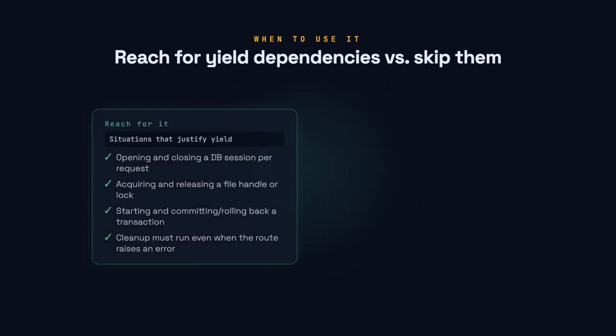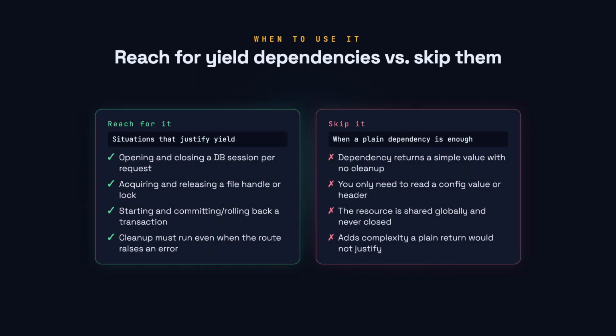Use yield dependencies whenever your code needs to release something after the route finishes: database sessions, file handles, transaction contexts. The rule of thumb is, if teardown is required, yield belongs there. Skip it when you are just computing or reading a value. A plain return is simpler, and a future reader will thank you for not adding generator machinery where none is needed.